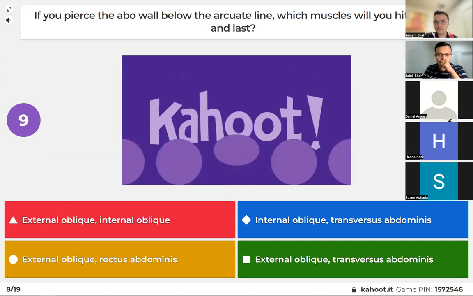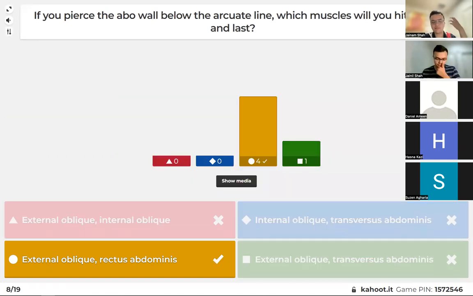Oh, you guys are all fast on the buzzers. Whenever I get a question like this, guys, just draw a diagram, just in case. If you imagine it, it can be good, but also drawing a diagram makes it a bit more reliable. Very good. So external oblique, then you've got internal oblique, then you've got transversus abdominis, and finally at the very end, you've got rectus abdominis.